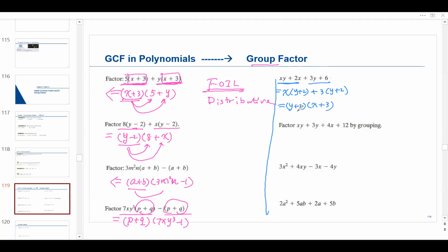When you do the distributive method, you distribute: the first step is here, the second step you go to here. So actually it's the reverse process of the distributive method, right?